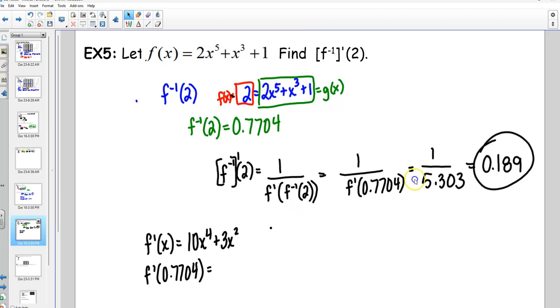So it would have to be calculator active. What I would do is find f prime of 0.7704 on the calculator, and then I would probably do this and maybe leave it there. Since it has to be calculator active, it's not that big of a risk to take that last step and divide there, and I wouldn't think that would be foolish for this either.